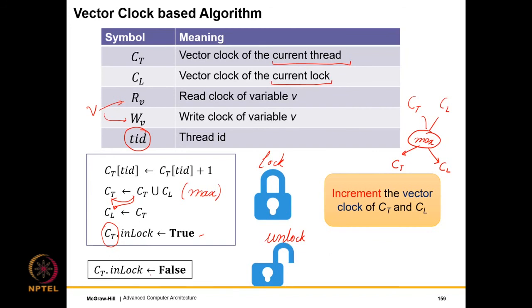In this case, we unlock. So we set the value of inlock to false, which basically means we unlock or release the lock. The most important point here, the operative part, is that we actually do a rendezvous between the thread and the lock, which means that we perform a max operation and set them to be the same, which essentially indicates that both the thread and the lock are at the same point. They are up to date.